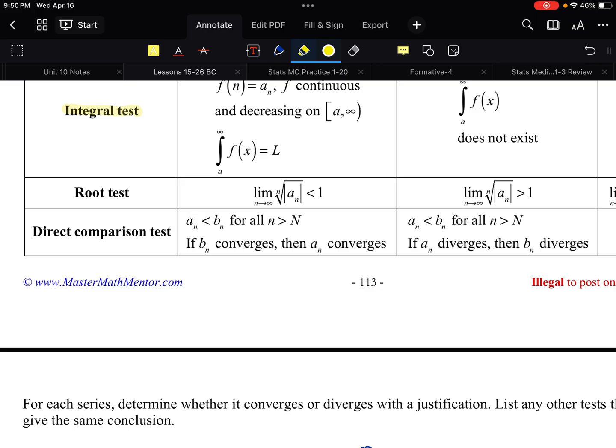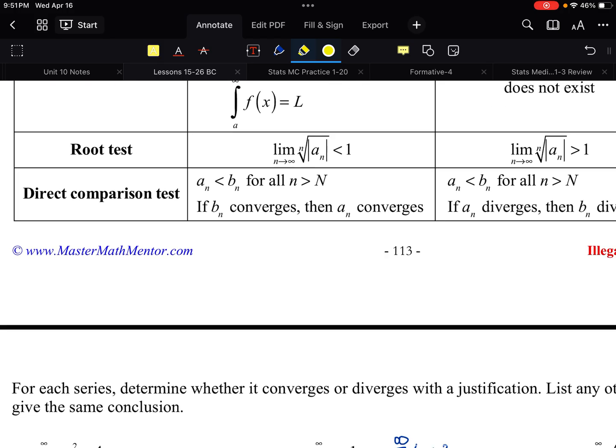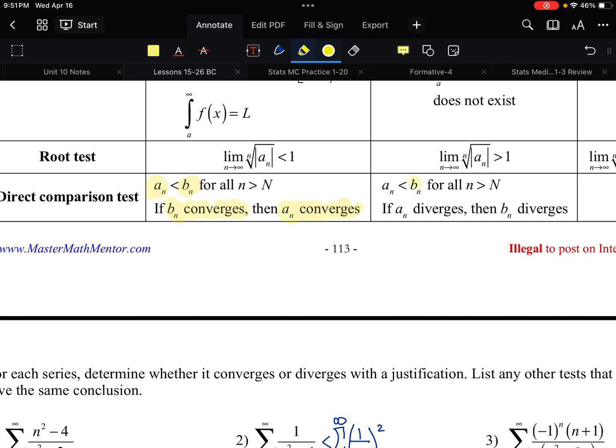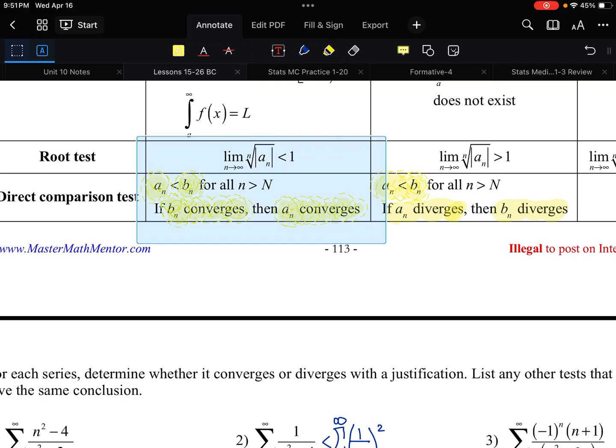Direct comparison, have used that a little bit. Basically, that's saying if I can find a function that's bigger than my function and that function converges, then anything smaller than it is also going to converge. The flip side of that is if I find a function that's bigger than my function and it diverges, then anything bigger than it is also going to diverge. So if it's smaller than a convergent series or bigger than a divergent series.